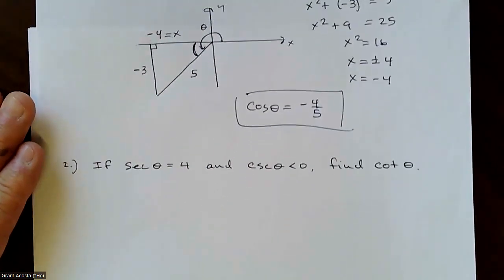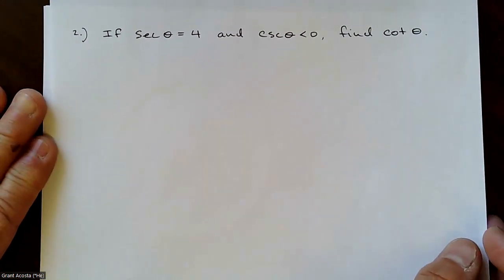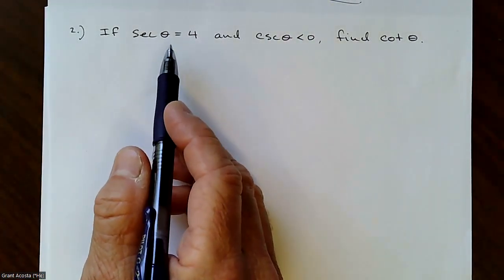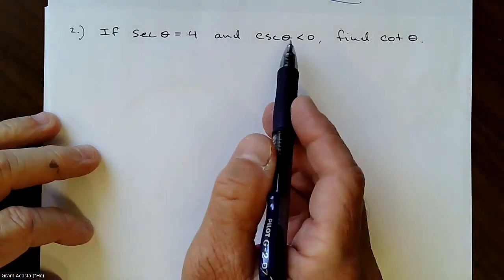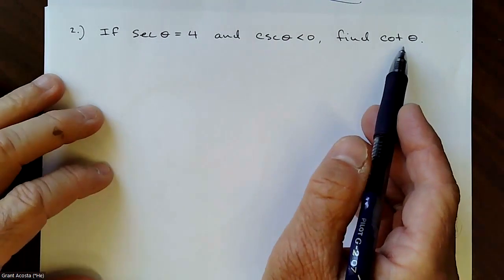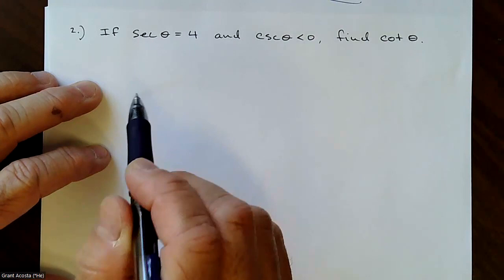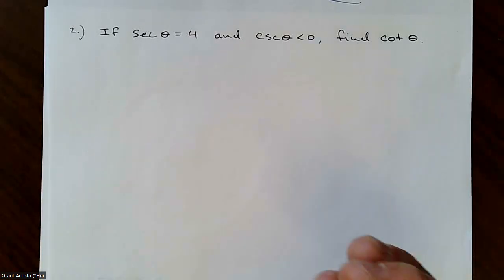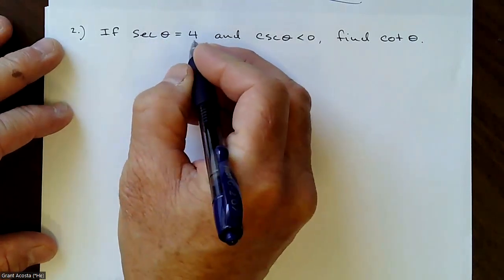Let's try one more like that. This time, however, we're given all of the information in terms of the reciprocal functions. Secant we have, and we know something about cosecant, and we're asked to find cotangent. That acronym, all students take calculus, tells us where sine, cosine, and tangent are positive in particular. But you can also use the reciprocal functions. So here would be the idea.